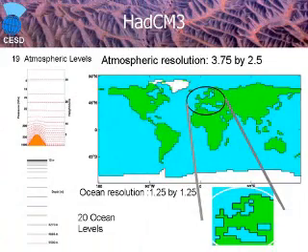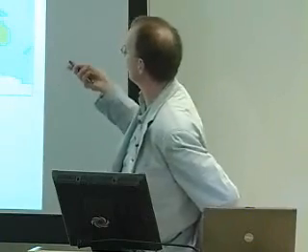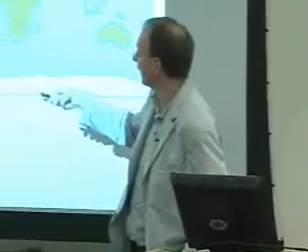And this shows for a model that's about one generation old, just because I have the slide, the land-sea mask. And in fact, here are the levels for the atmosphere and the ocean. One of the cunning things is the coordinates are terrain following near the ground.